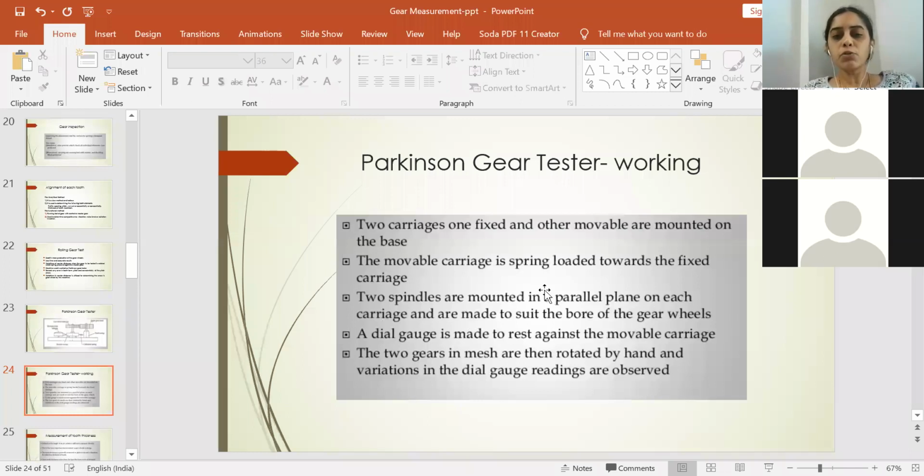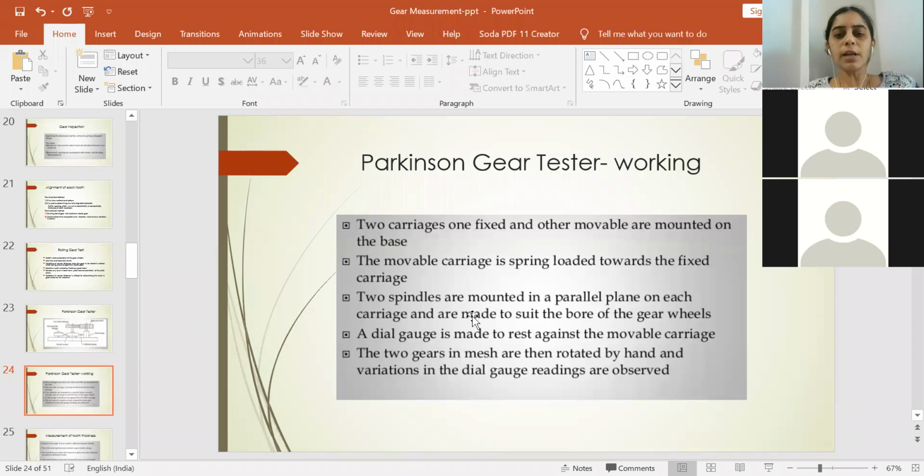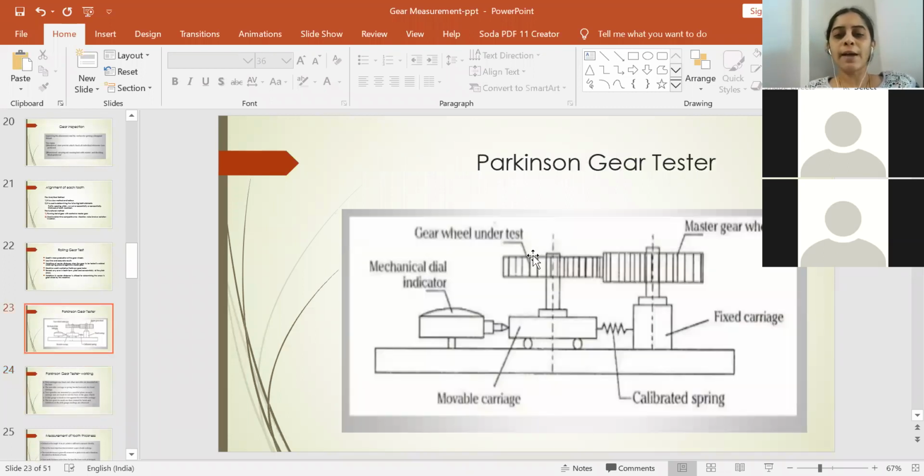You can see the two spindles are mounted on each carriage, and both are parallel to each other and are made to suit the bore of the gear wheels. Every gear will have a bore, so it has to be designed in such a way that you can fit the master gear as well as the gear which has to be tested easily.